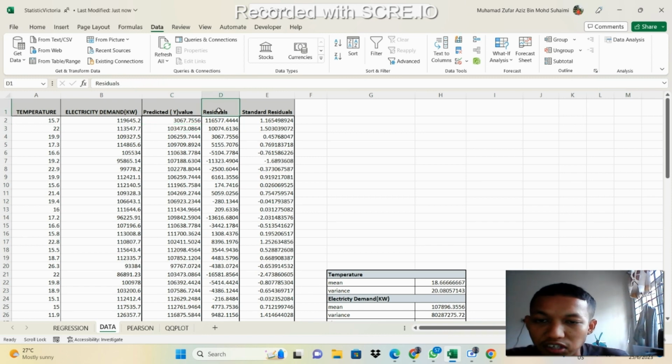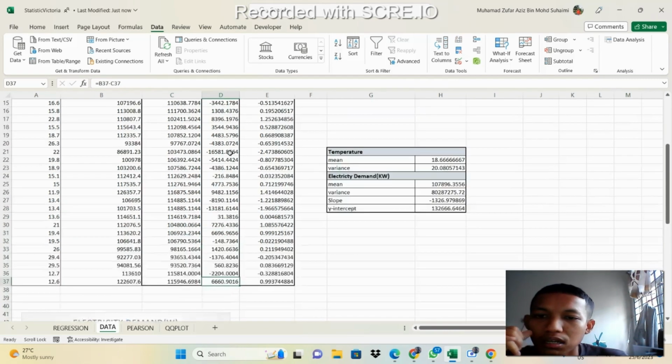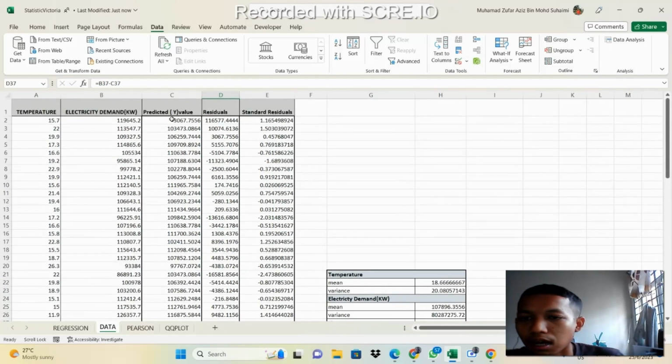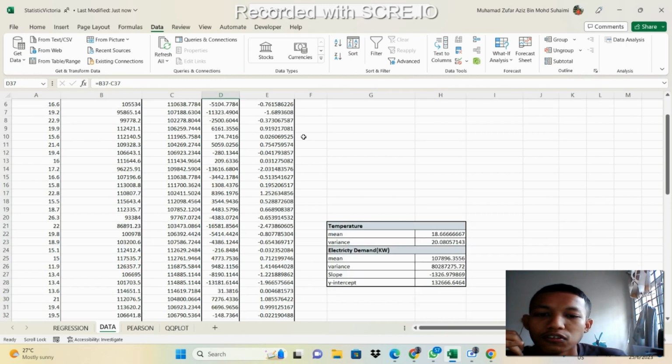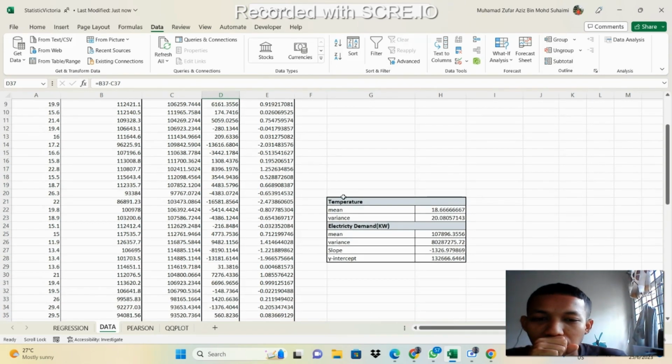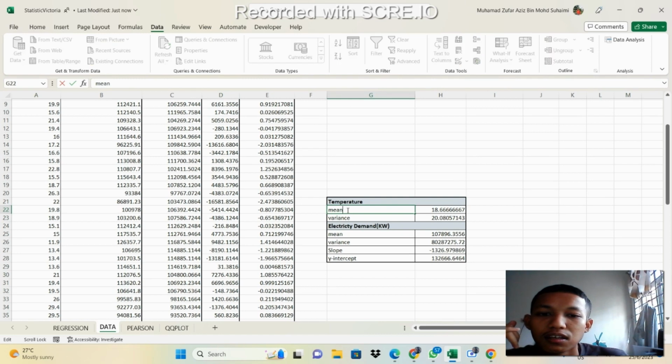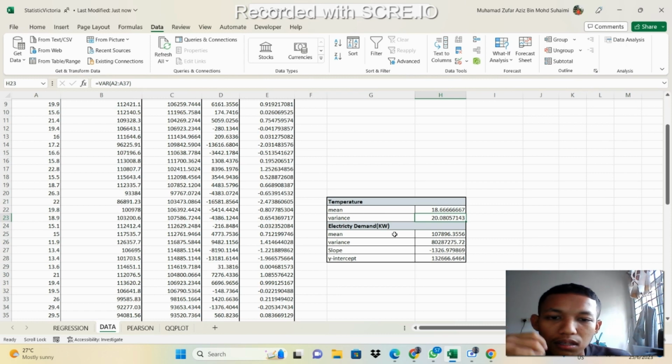The second one is the residual. In order to obtain the residual value, you must subtract the predicted value from the electricity demand. So this is our residual value. I forgot these two kinds of data, which are the mean and the variance. We use this formula to get the mean, and this one for the variance. You can see it at the formula bar. The same goes for the electricity demand.